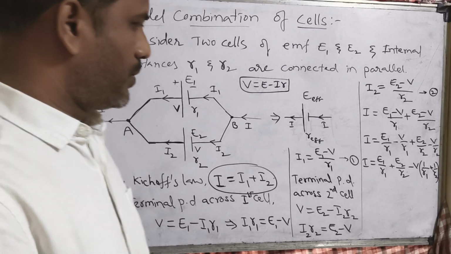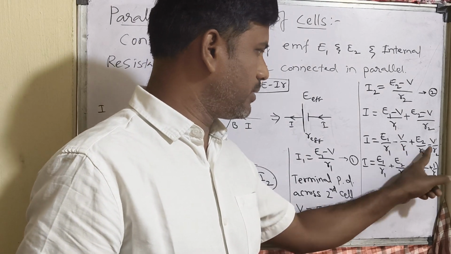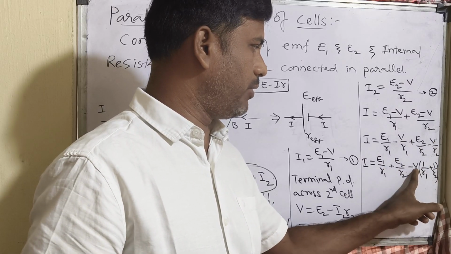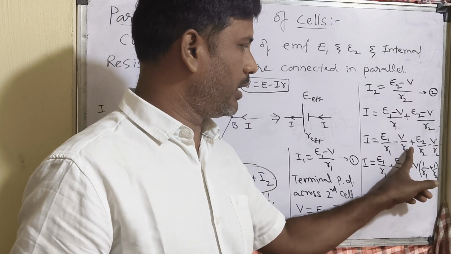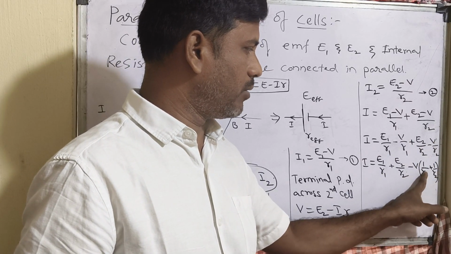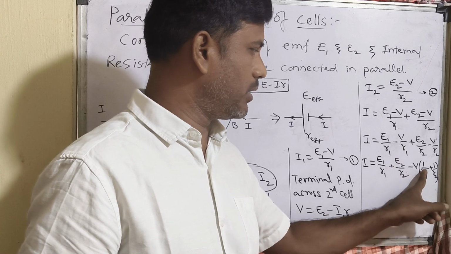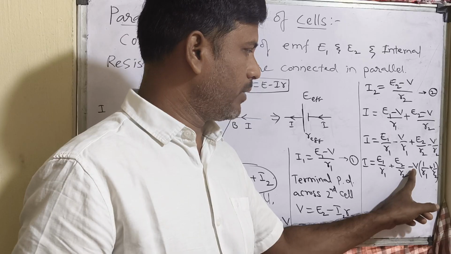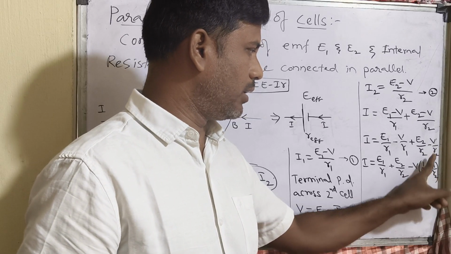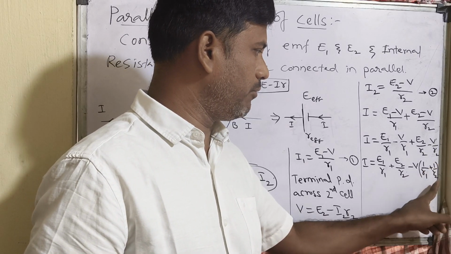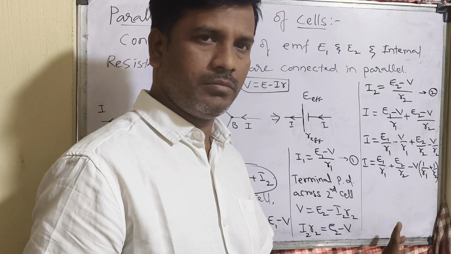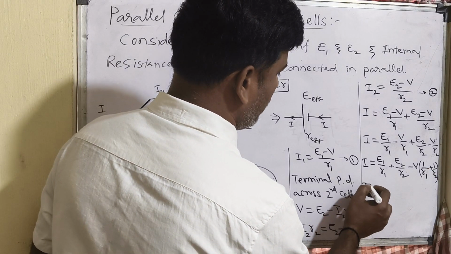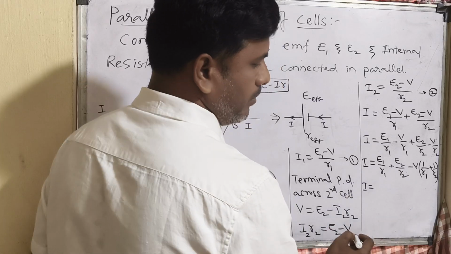Here observe clearly. Minus, take common. V, take common. Next the remaining is 1 by R1, minus 1 by R1, minus into this one. Next minus, take common, minus into plus, minus only. V into 1 by R2. Clear? Right. So now I is equal to the same.